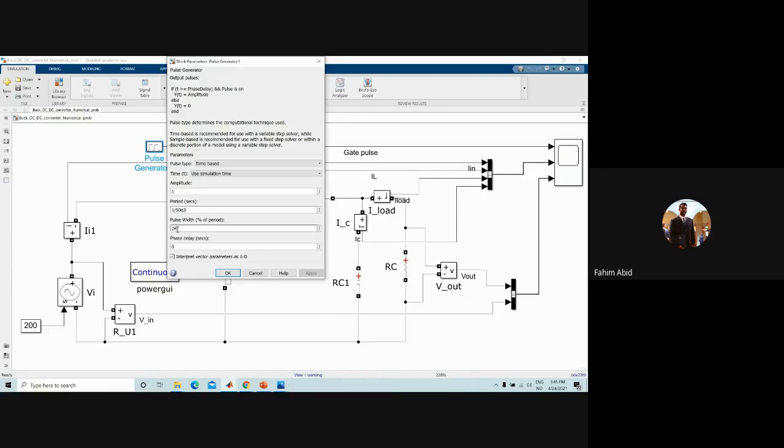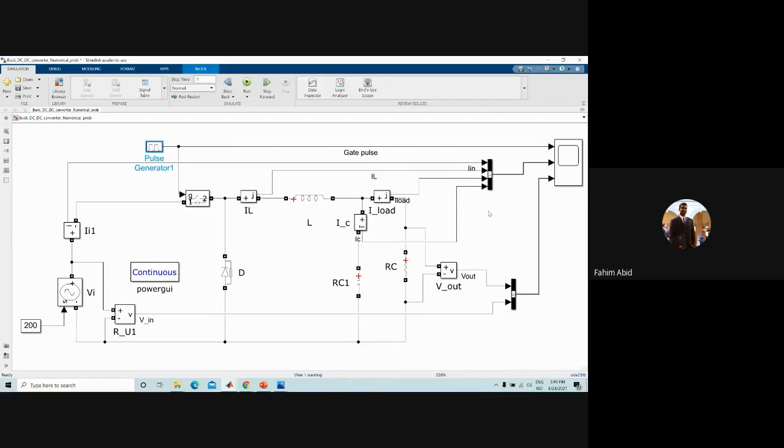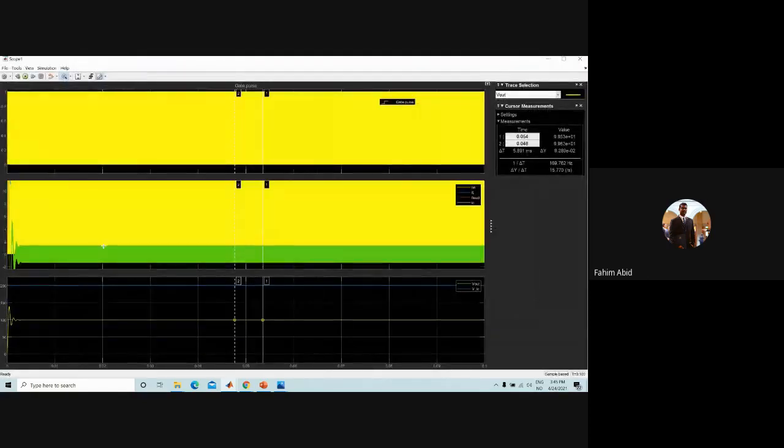if I change this duty cycle, so instead of 24, if I make it 50% duty cycle, then our output voltage should increase. Our output voltage should be close to 100 volts. So if we quickly run this simulation, we can see. Okay, as you can see here, this is our output voltage, which is equal to 100 volt in the steady condition.